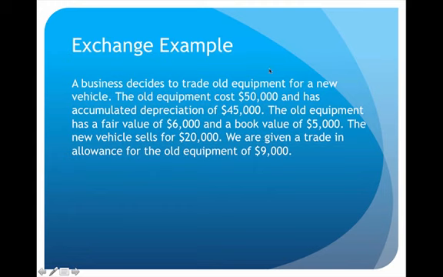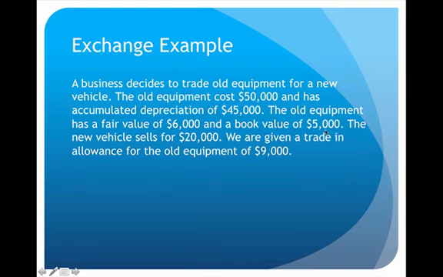So to see an example of an asset exchange, we've got a business here that has decided to trade their old equipment for a new vehicle. Now, the old equipment had cost $50,000. They've been depreciating it for quite a while, and the accumulated depreciation is $45,000. The old equipment has a fair value of $6,000 and a book value of $5,000. Now, where is that book value coming from? Well, think about it. It cost $50,000. We've depreciated it $45,000, so 50 minus 45, it's got a $5,000 current book value.